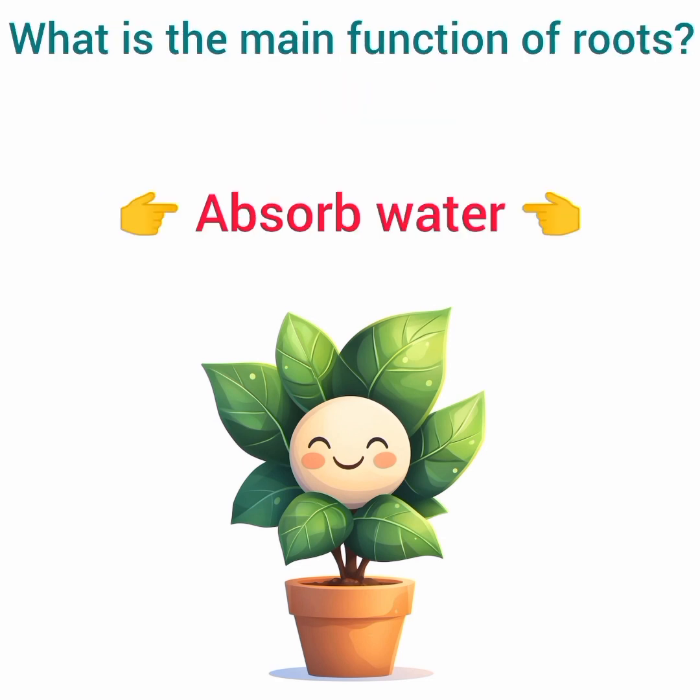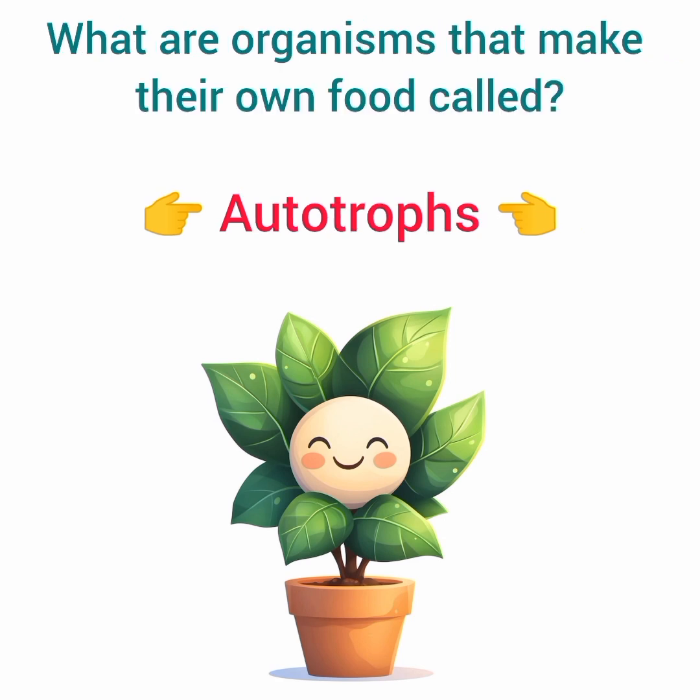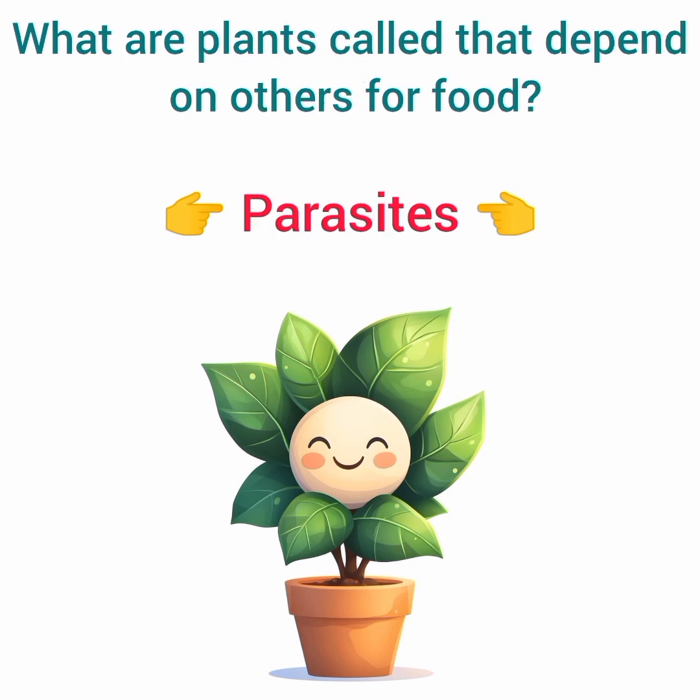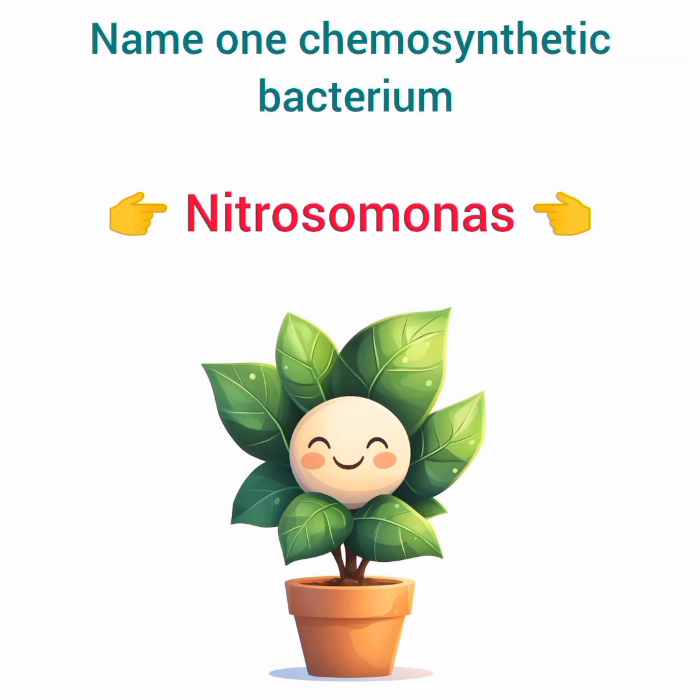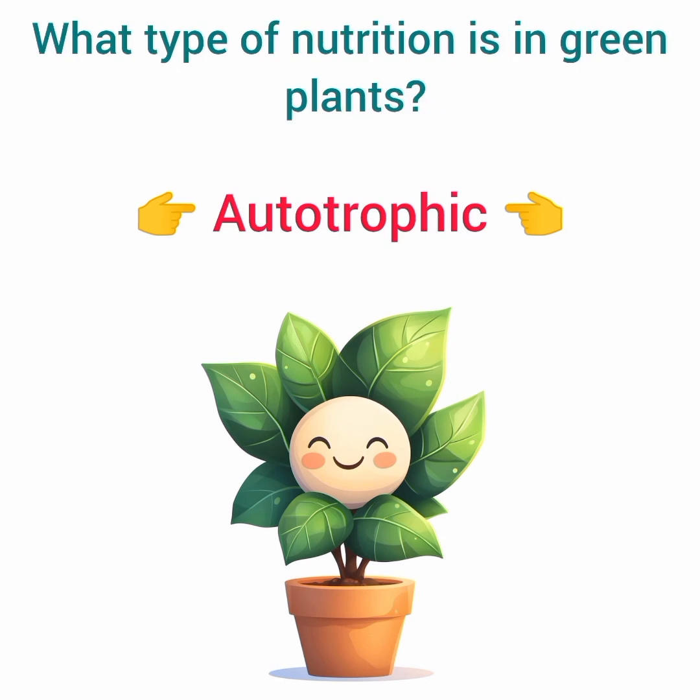What is the source of light energy for plants? Answer. Sun. What is the main function of roots? Answer. Absorb water. What are organisms that make their own food called? Answer. Autotrophs. What are plants called that depend on others for food? Answer. Parasites. Name one chemosynthetic bacterium. Answer. Nitrosomonas.